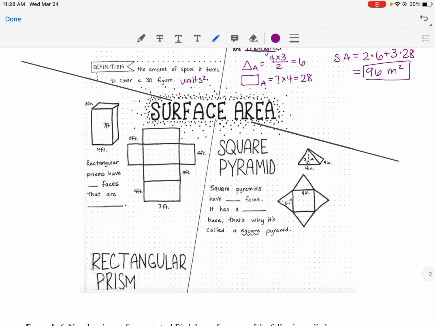Okay, next one we got a rectangular prism. So in this case, there are 6 sides, 6 faces, and they are all rectangles. Unfortunately, though, they're not all the same rectangles. So let's just take a look. There's a few different rectangles here.